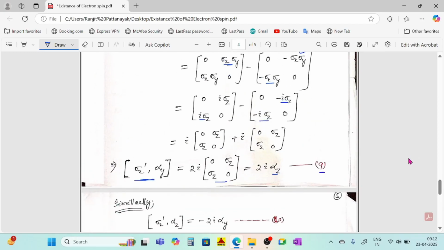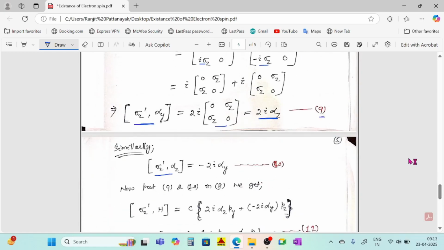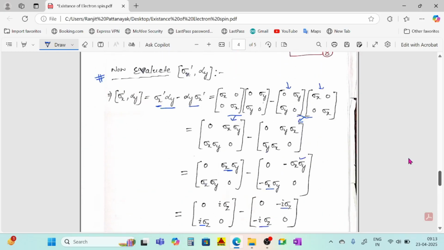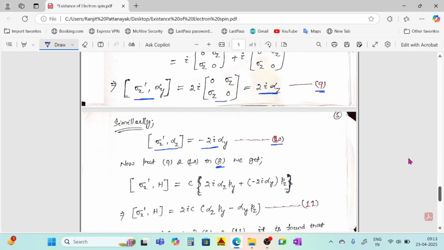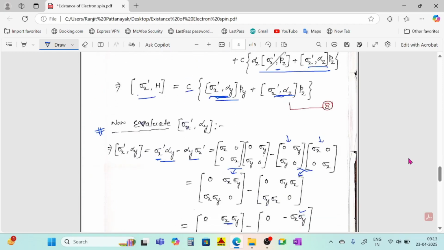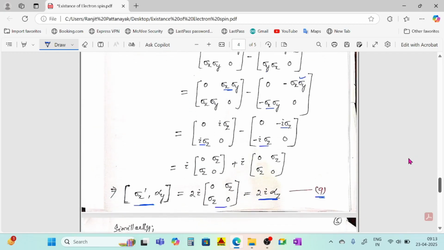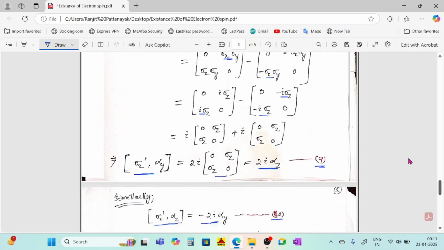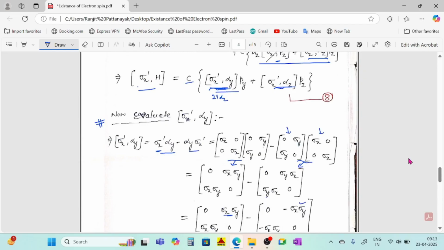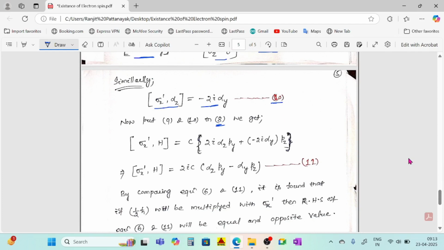So here the commutation of these two operators, we found 2i alpha z. Similarly, the commutation of sigma x dash with alpha z, we find minus 2i alpha y. Here equation numbers 9 and 10 we are going to substitute in equation number 8. Here equation number 8 is this one. I am going to substitute this value and this value. So what I can write: c is there already, and this value is nothing but 2i alpha z, which I substitute over here, and minus 2i alpha y I substitute over here. So I substituted and found equation number 11.